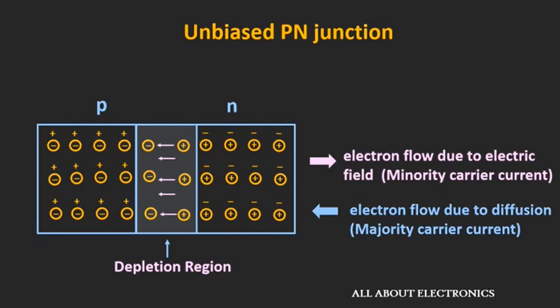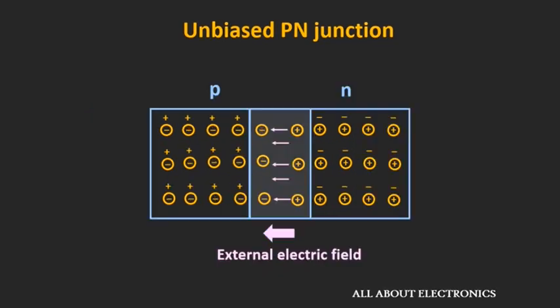So if the majority charge carriers on both the n and p sides want to cross this depletion region, they require an external biasing voltage. If we apply the external field in the same direction as the built-in electric field, in that case, this depletion region will provide more resistance to the majority carriers.